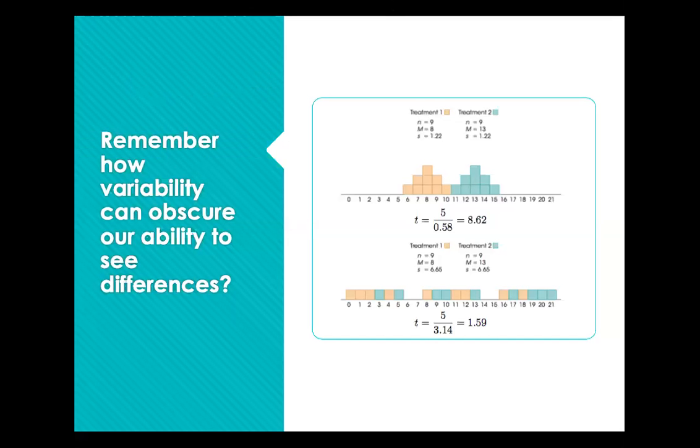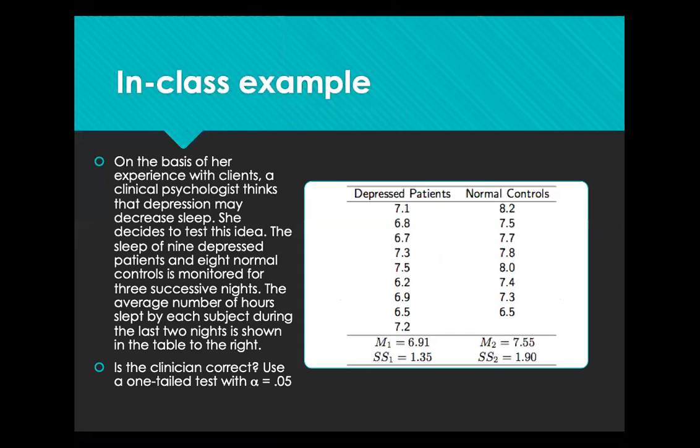And this is just showing you that variance issue. So when you have a high degree of variability or variance, it's harder to see the differences in two groups. So in the top, so we'll do one more example here.